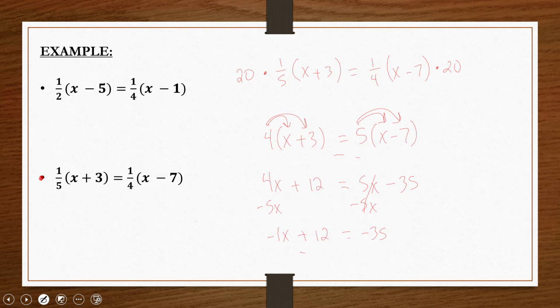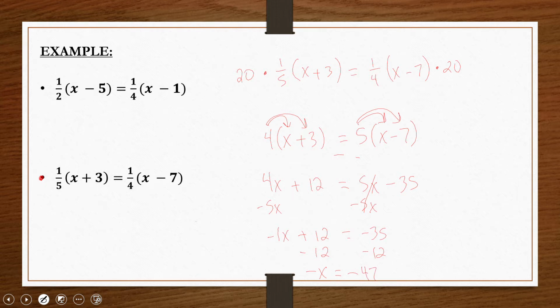Now by subtraction, I get rid of my constant term from one side. I end up with a statement negative 1x, and I'll just write it as negative x, is equal to negative 35 minus 12. Being both negative, I'm going to ultimately end up with a negative answer here, adding those two together. So I actually get negative 47.